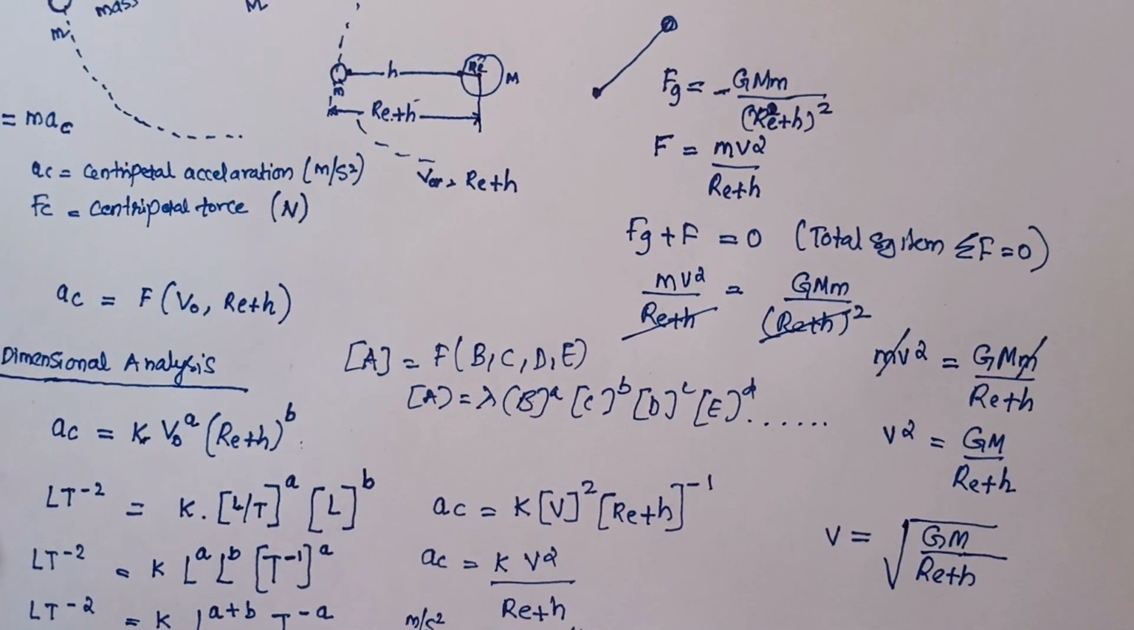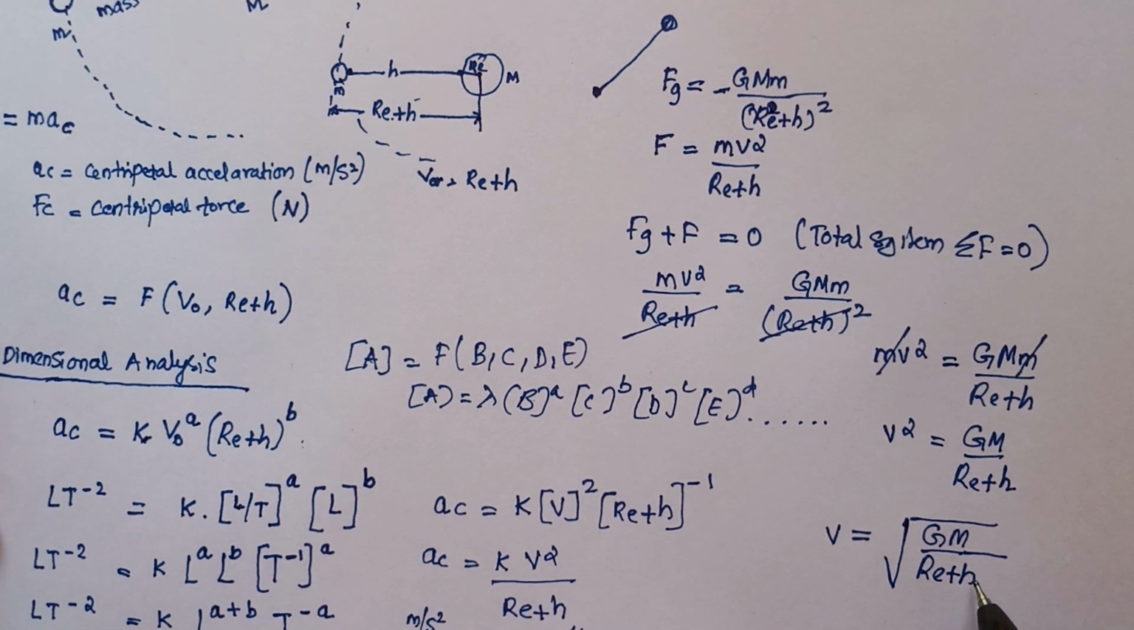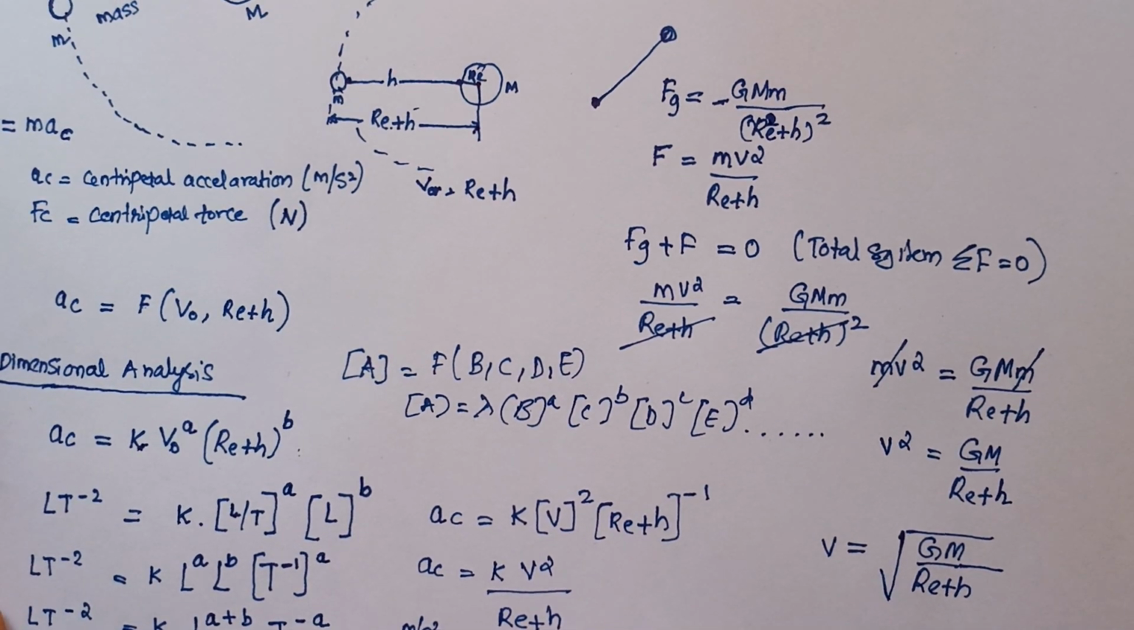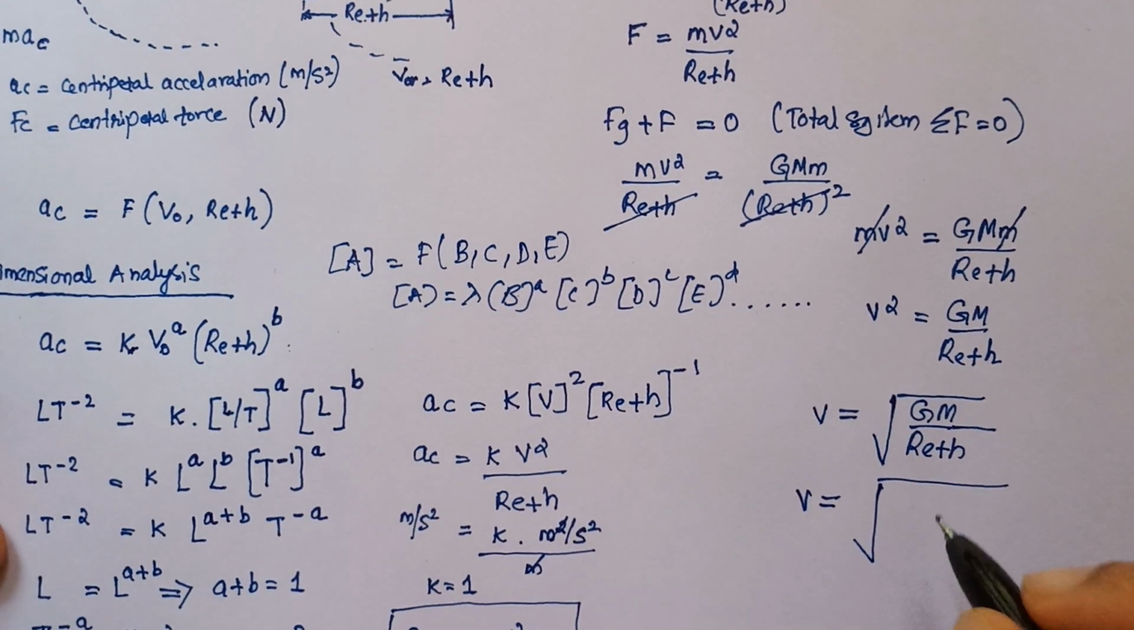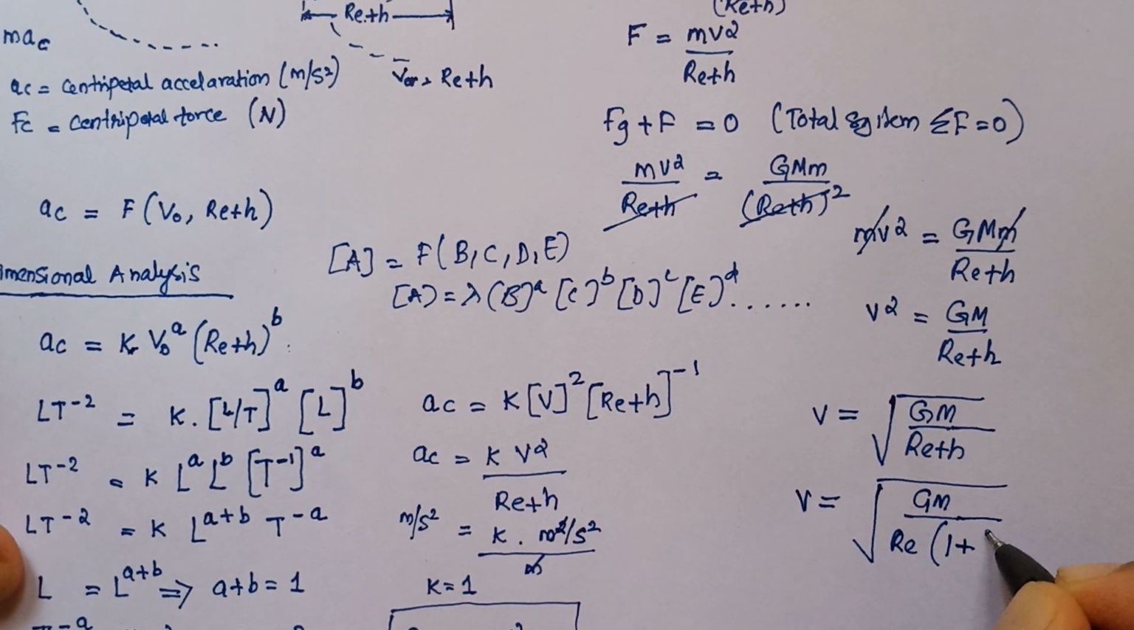This is a very handy equation. When any satellite is being placed above the Earth's surface, we have to take the consideration of the height. So we'll just simplify this equation for the time being. So v can be taken as root of GM by Re into (1 + h by Re). You agree with my point? Yeah, you have something like this.